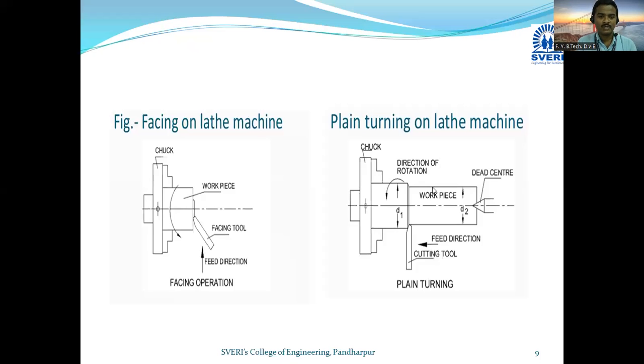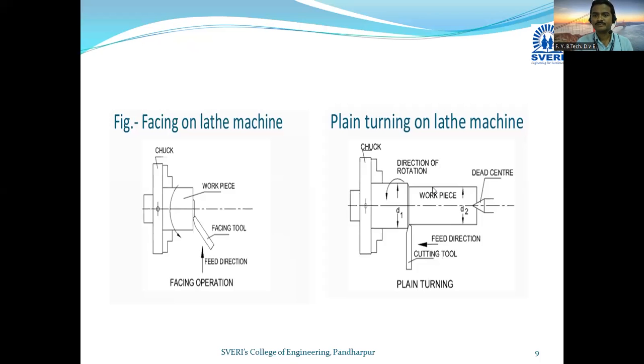When we do the facing operation, the cutting tool travels in the transverse direction and the workpiece has a rotary motion. Then only the length of the workpiece can be reduced, and that is called the facing operation. Are you clear? What is the facing operation, and what are the motions of the cutting tool and the workpiece?